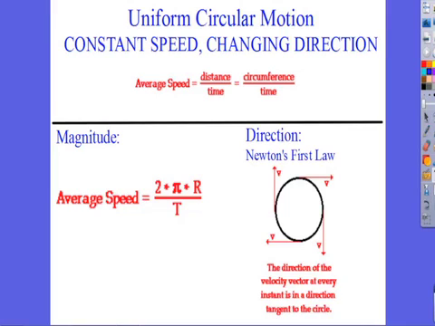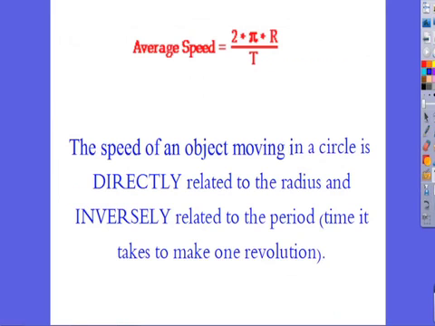The last thing that we are going to look at for the speed of an object in circular motion is how those variables are related. Because 2 pi r is in the numerator, it is directly related to the speed. So if I take an object and I double the radius and I keep the period the same, that's going to increase my speed. Those are directly related.